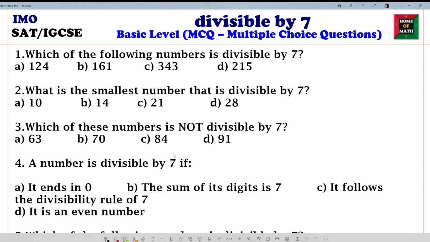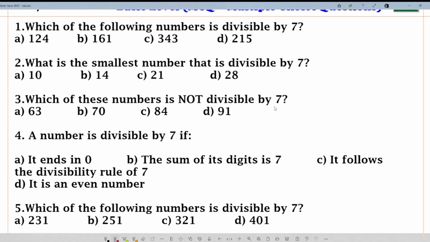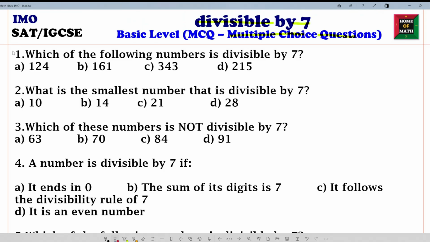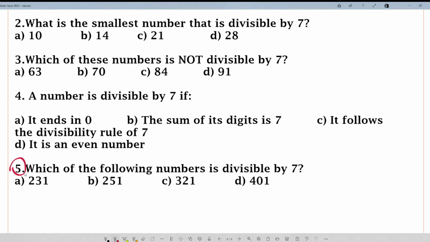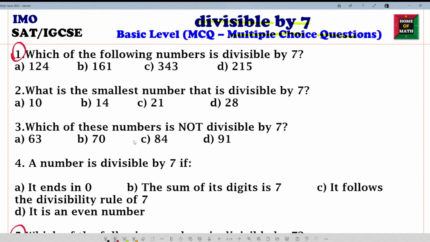Today's topic is multiple choice questions based on divisibility by 7. This is a very important part for examinations. Today we are going to solve 5 MCQs, but number 1 and number 5 we will try to solve last. First we will start from number 2.